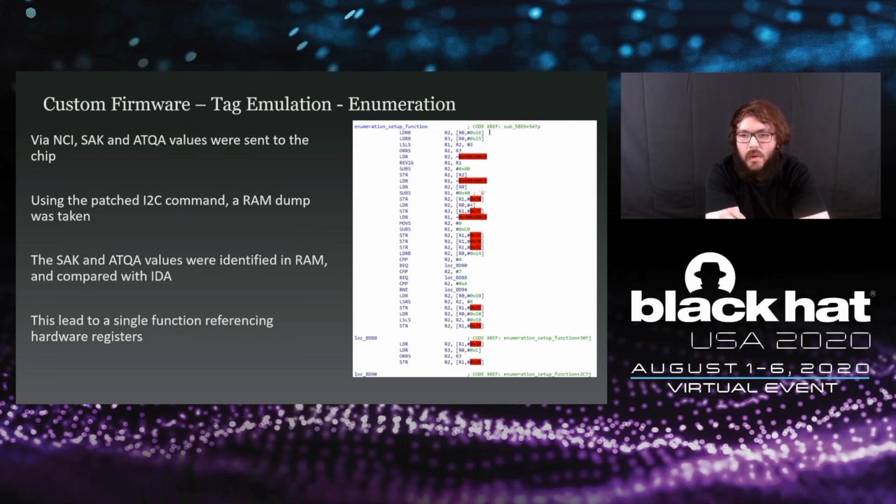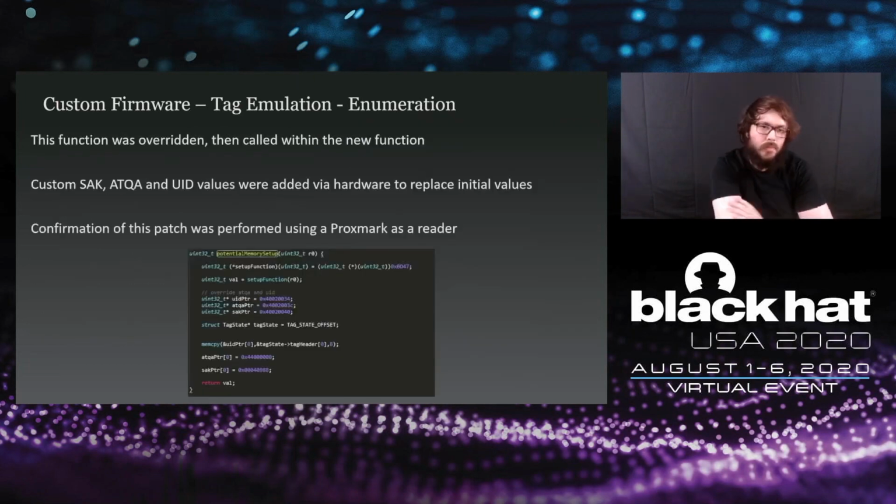This would give me quite a lot of insight into how the hardware works, and I could modify it as needed. I overrode this function and then called it from within the new function I'd made. This would allow me to set up all the hardware as I needed to without needing to do it myself. What I then did was overwrite what they'd implemented into the hardware, so what UID value and SAK and ATQA values they'd initialized, and put my own ones in. I then confirmed this using a Proxmark as a reader to prove that my new UID, SAK and ATQA values had worked.